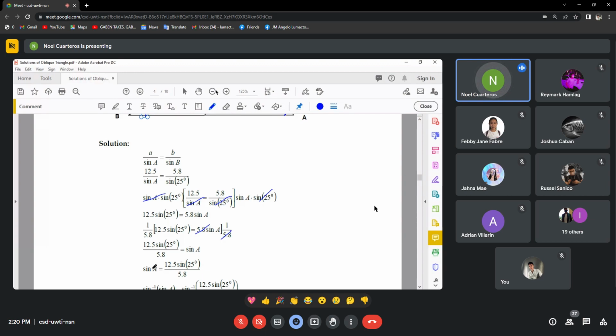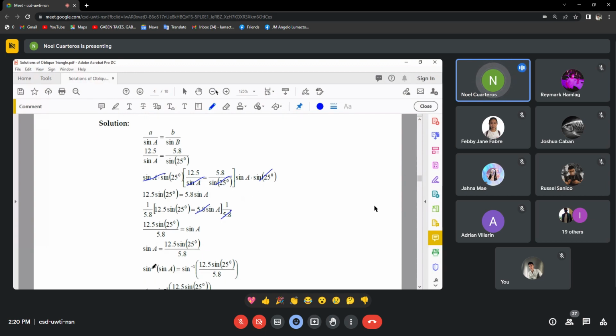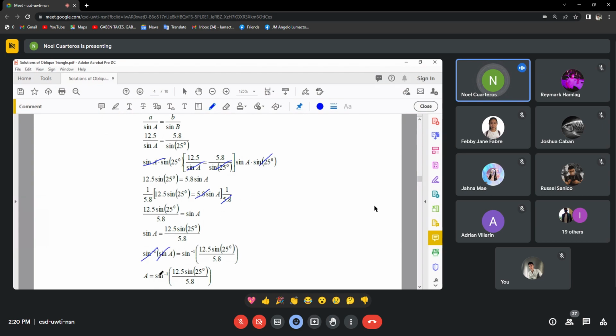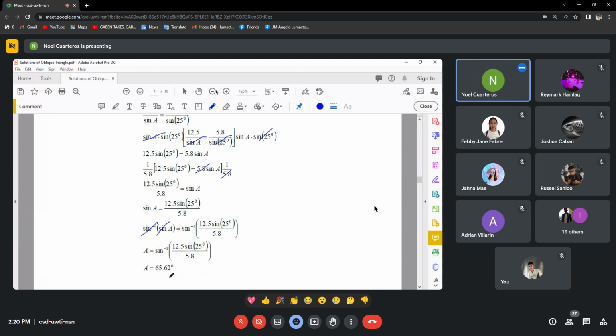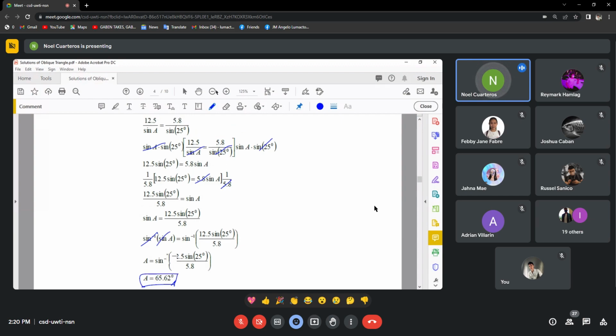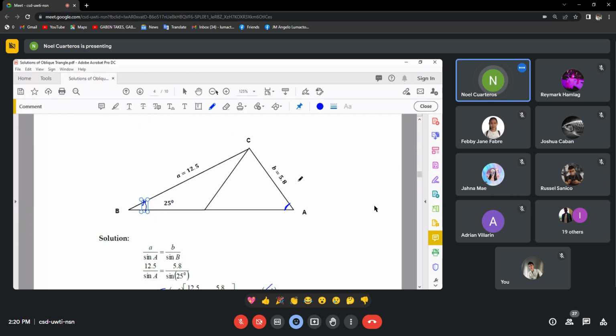Para angle na lang ang masolve, mag-multiply ka both side by the inverse of our sine. So naka sine inverse, cancel na siya. A is now equal to sine inverse of 12.5 sine 25 degree all over 5.8. So we come up with our A is equal to 65.62 degree. So yun na pagkuha sa angle. So this one is 65.62 degree. Copy?